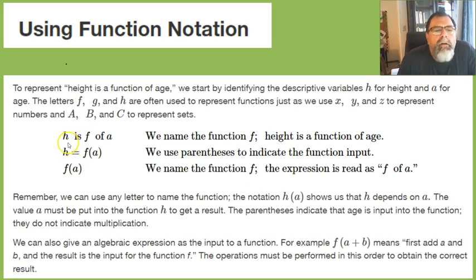So if I want to say h, which is height, is a function f of age, a, we're going to call the function f. The name of the function will be f. h is the variable for your height, and a is your variable for your age. So h equals f of a. This is the notation that we're going to use.